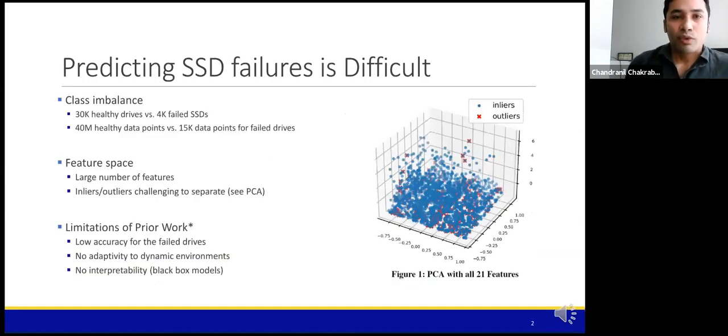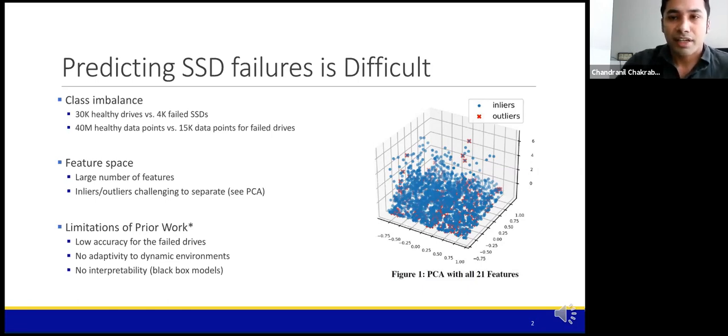For this project, we analyzed telemetry data from over 30,000 SSDs from Google's data centers spanning 6 years. Predicting SSD failures is an inherently challenging problem due to class imbalance. SSDs fail rarely, and hence the number of data points from healthy drives far outnumbers the number of data points from failed drives. Out of the 30,000 drives we examined, only 4,000 failed at some point.